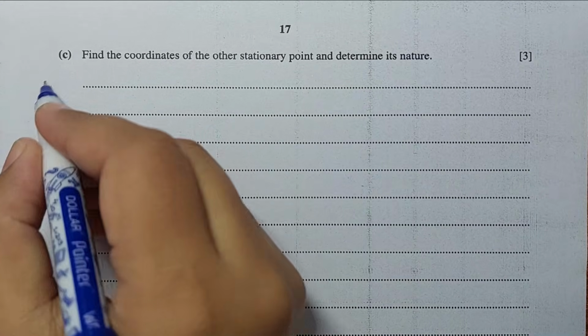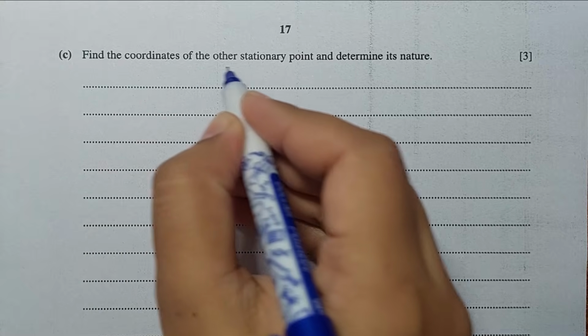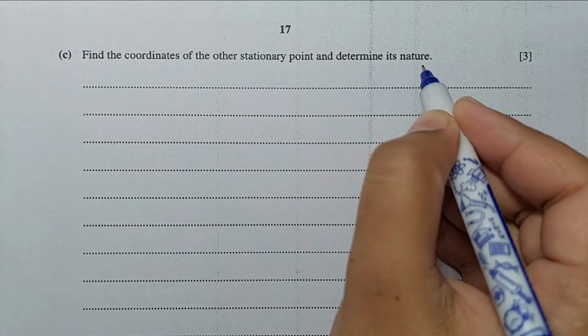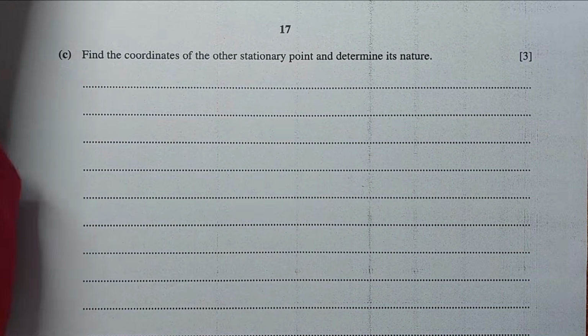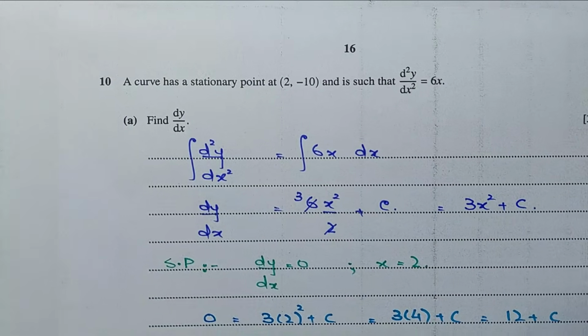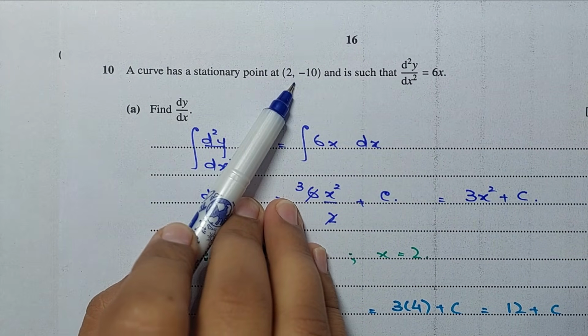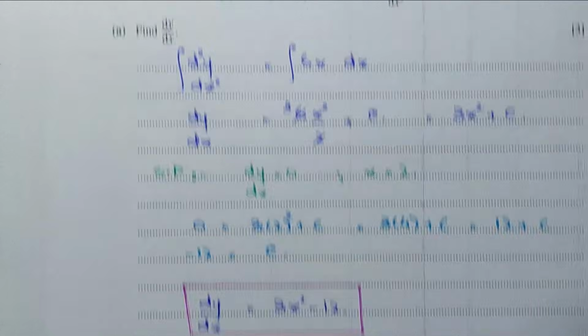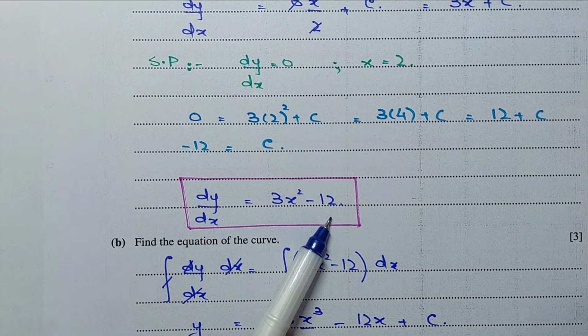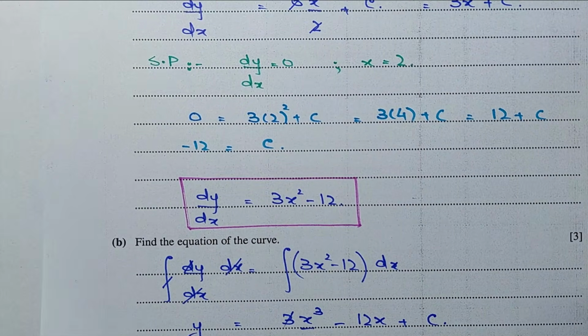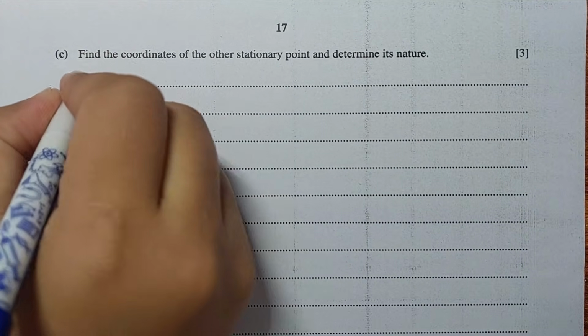Now for part C, find the coordinates of the other stationary point and determine its nature. In the question, we have been given the coordinates of one stationary point. For a stationary point, we have to put the first derivative equal to 0, as we did with the first derivative in part A. Let me put it equal to 0 and solve for the stationary points, right?